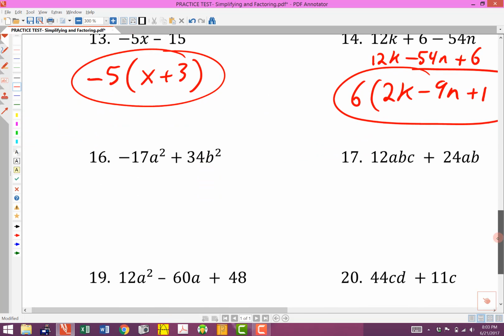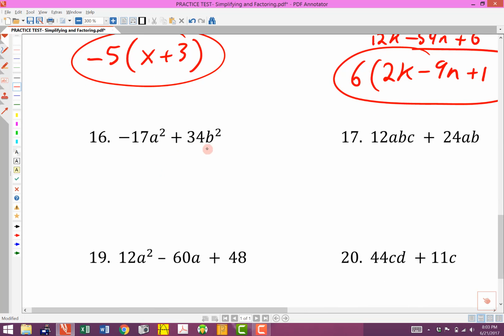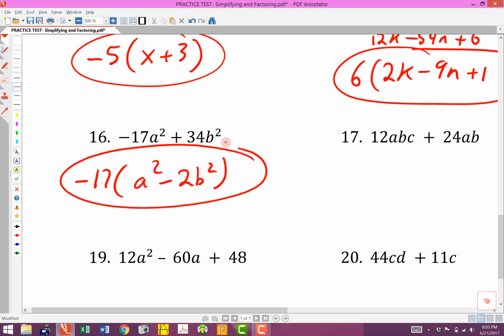Alphabetical order, we kind of like that. Let's see, 17, okay, no variables are in common, but 17 and 34, let's think about that for just a second. 17 is prime, so the only thing that we could pull out of that would be a 1 and a 17. Does 17 go in here? 17 does go in there, so we're going to take out a -17. That means we'd be left with an a squared. And if we divided this by a negative, remember we're going to change the sign, so this is going to be 2b squared. There's our answer there.